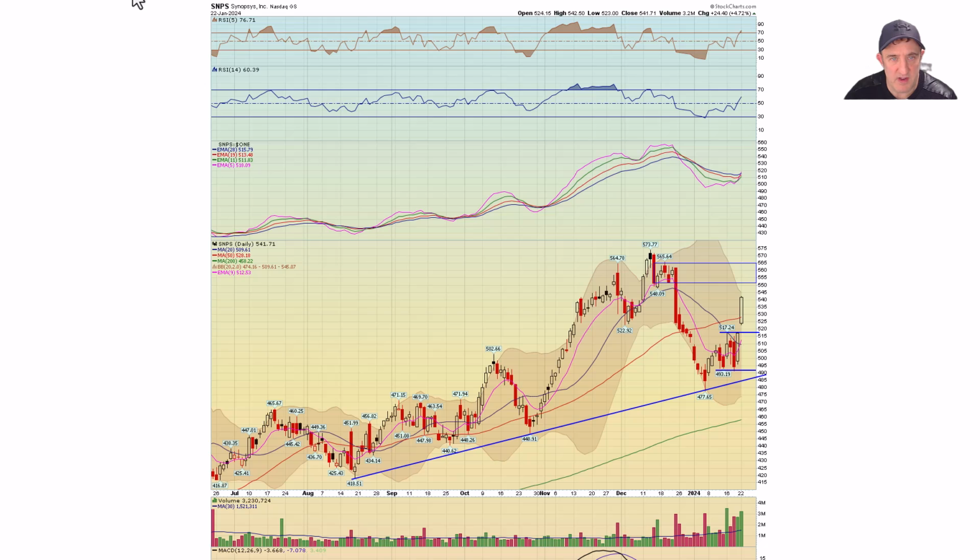Chart 71, SNPS. This is one I made on Sunday. I did not post it. Unfortunately, it had a big pop today. This would be the target area, this supply zone just above here. Really nice volume coming into it today.